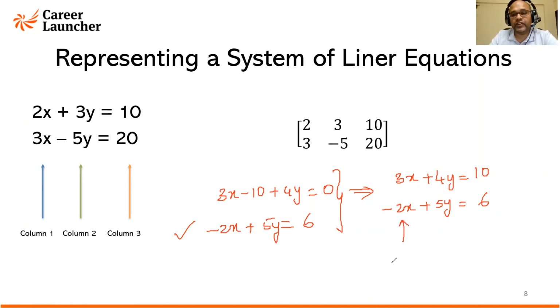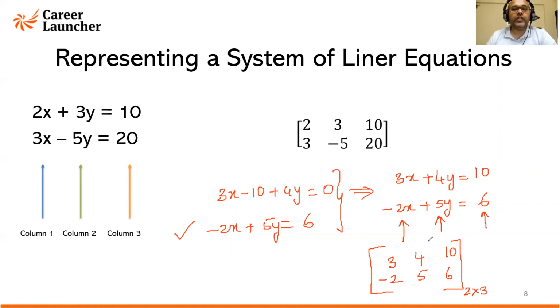This becomes your first column, 3, minus 2. This becomes your second column, 4, 5. This becomes your third column, 10, 6. And then you close your bracket. So this becomes a 2 cross 3 matrix. This is how you create matrices from equations.